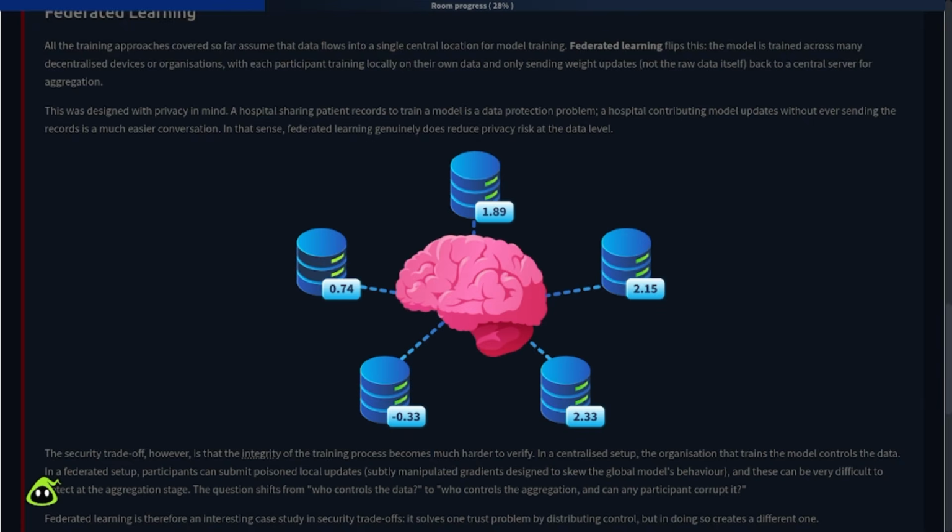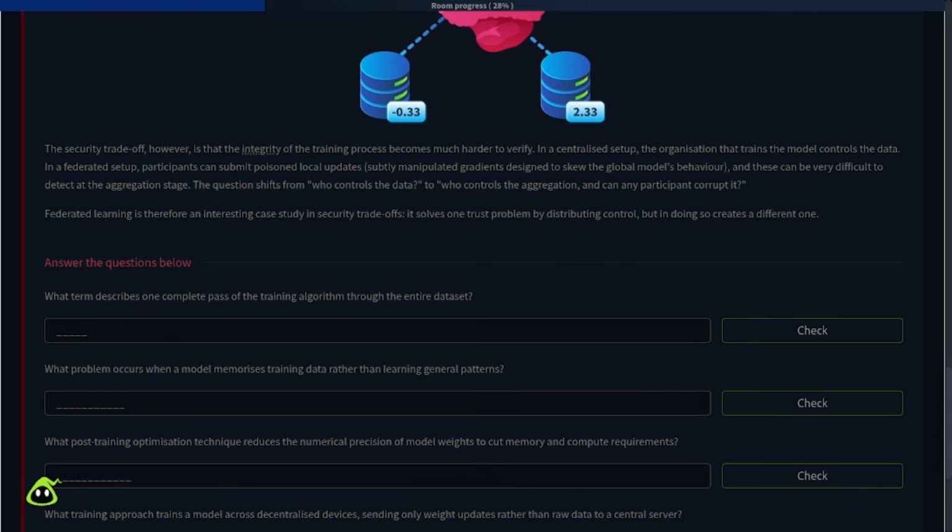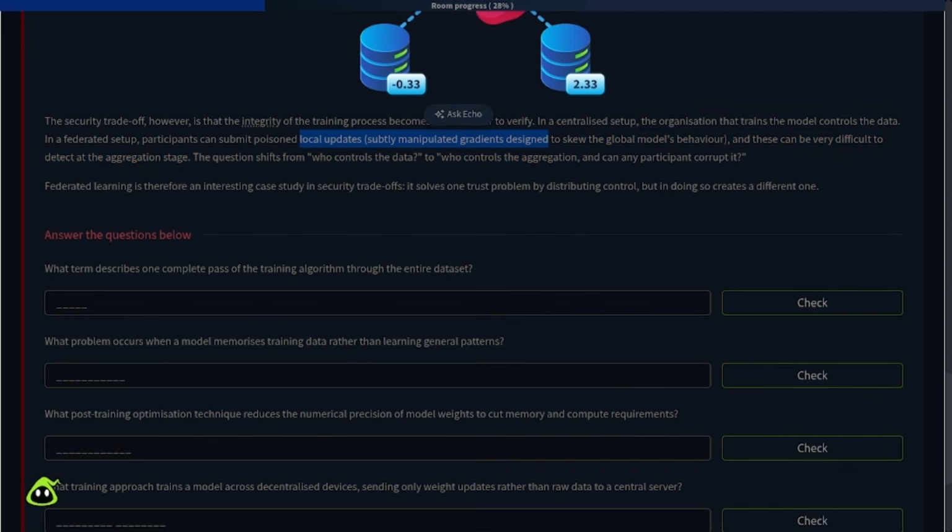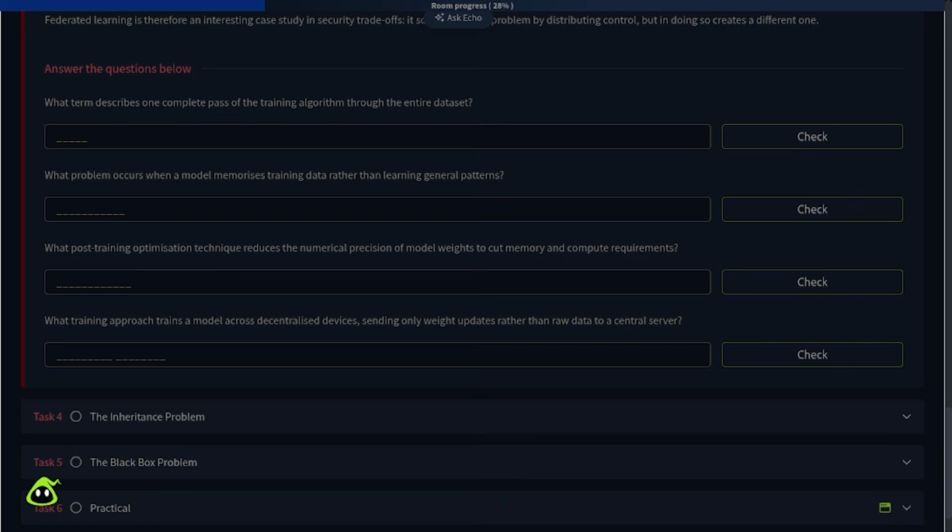decentralized across many devices. The security trade-off, however, is that the integrity of the training data process becomes much harder to verify. In a centralized setup, the organization that trains the model controls the data. In a federated setup, participants can submit poisoned local updates, and these can be very difficult to detect at the aggregation stage.